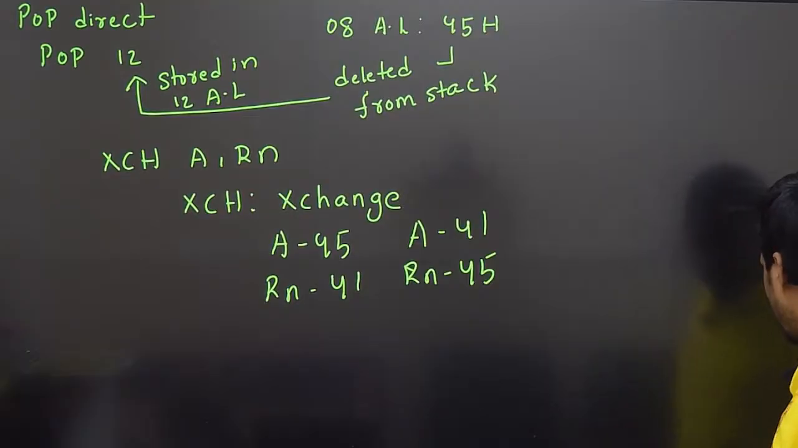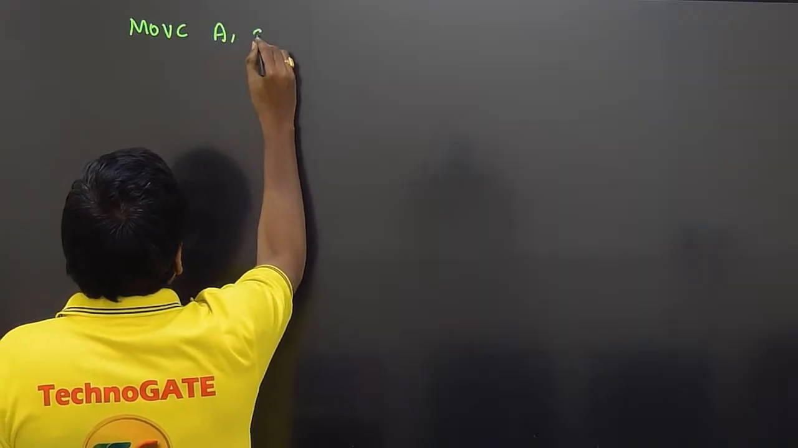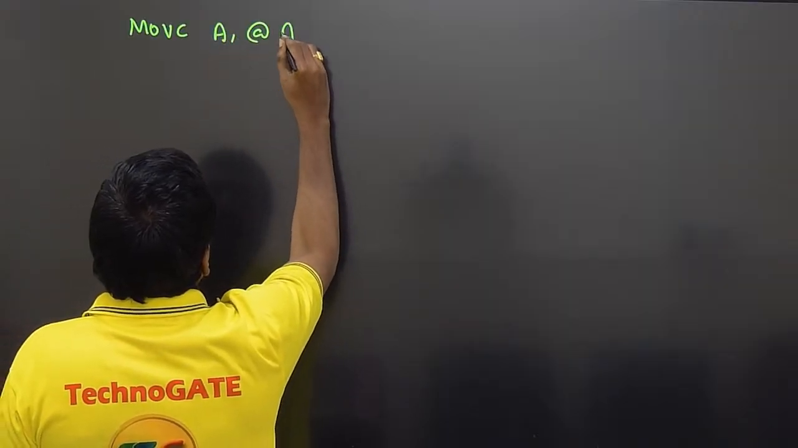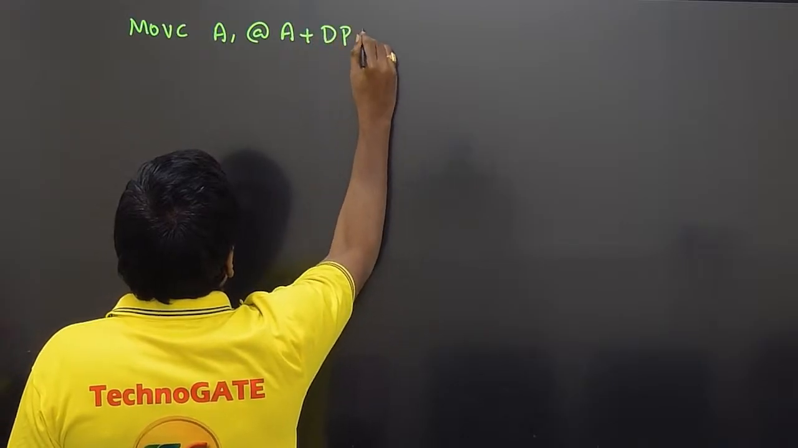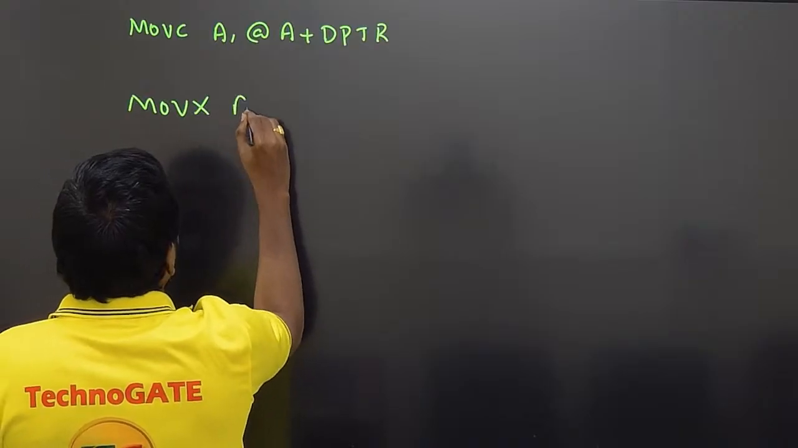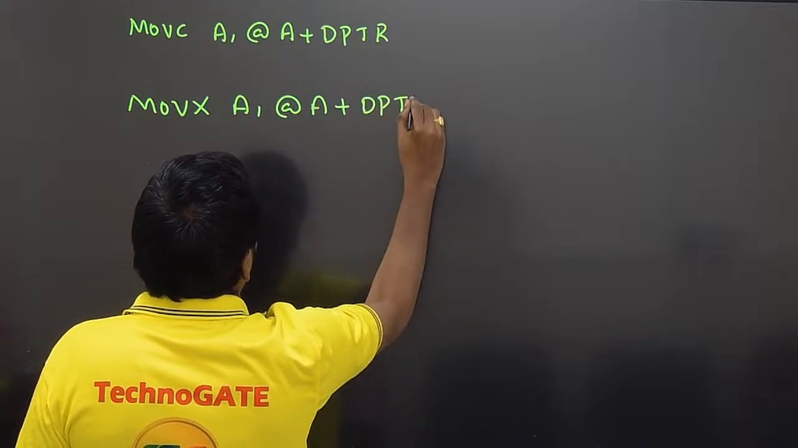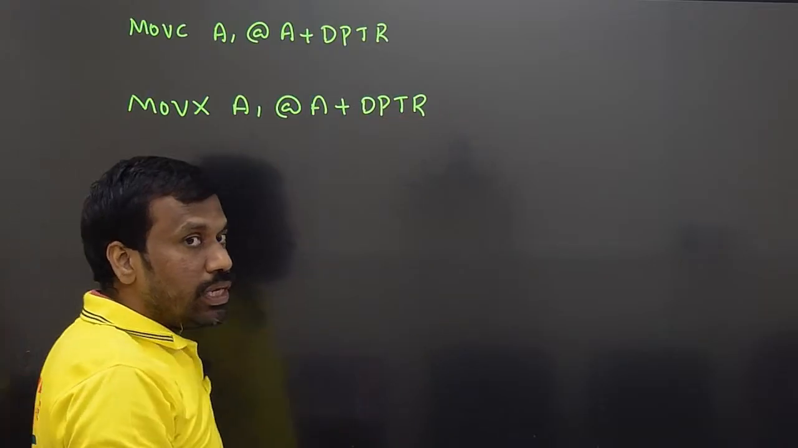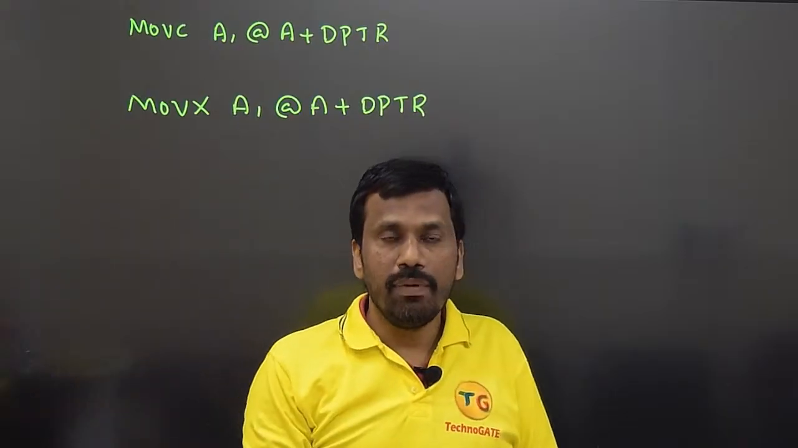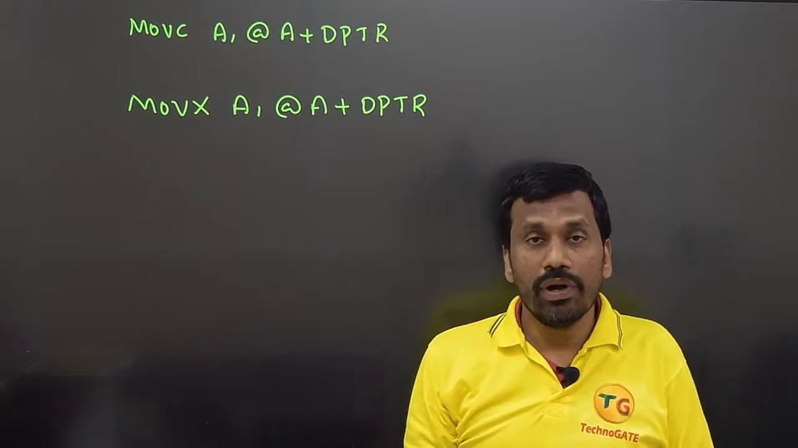Okay. XCH, by exchanging. Next one is MOVC A, @A+DPTR, and MOVX A, @A+DPTR. So what is DPTR?